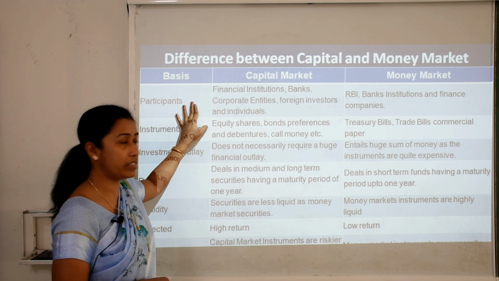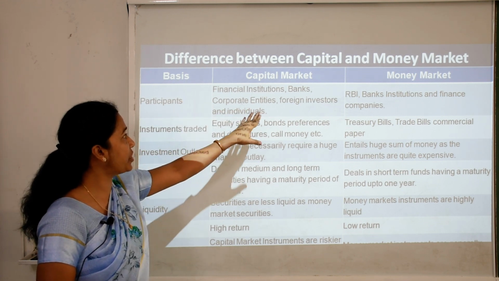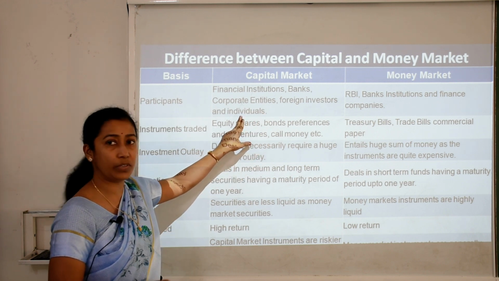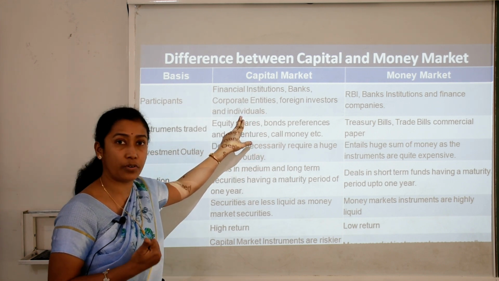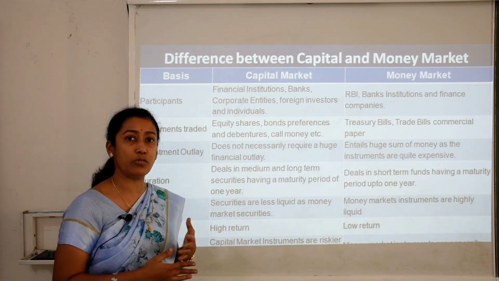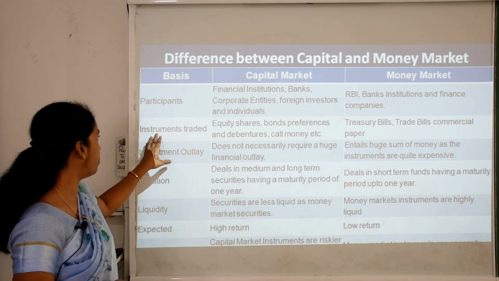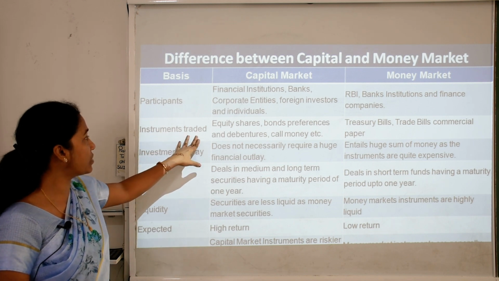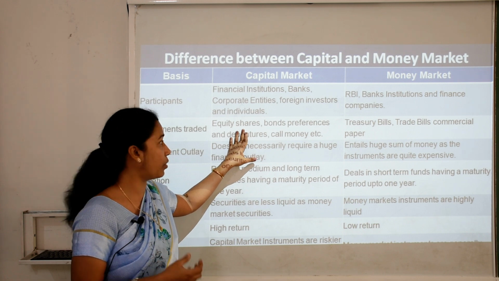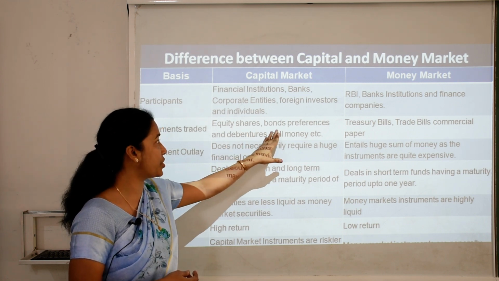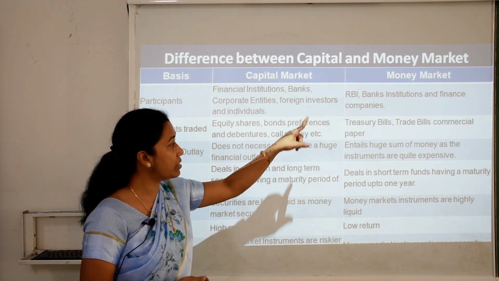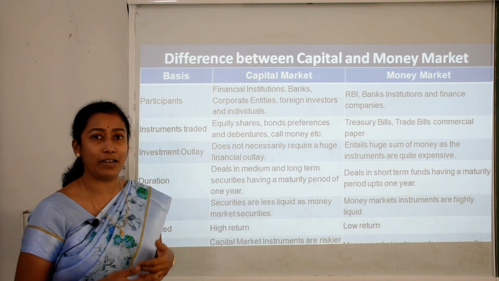Now difference between capital market and money market. Here if we see participants, in capital market financial institutions, banks, corporate entities, foreign investors and individuals participate, which is for long term funds, whereas in money market we have RBI, bank institutions and various other finance companies. Basis instruments traded. In capital market the instruments used for purchase and sale are equity shares, bonds, preference shares, debentures and call money, whereas in money market it is treasury bills, trade bills and other commercial papers.